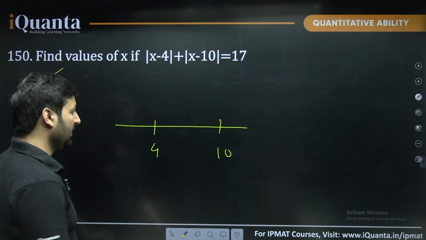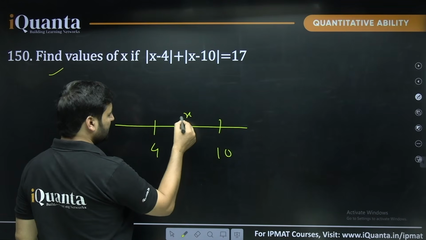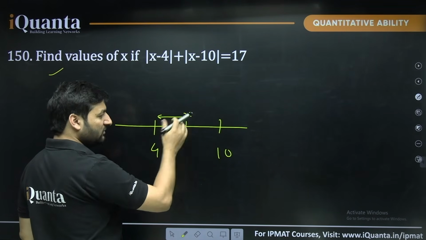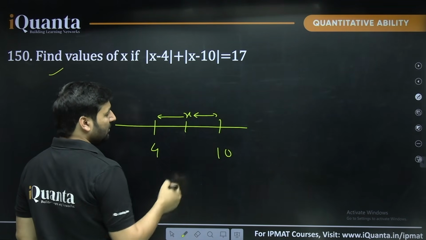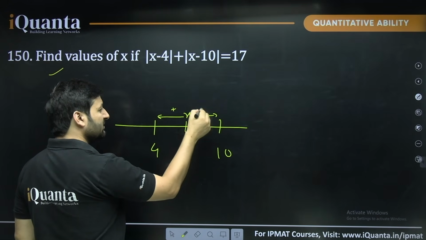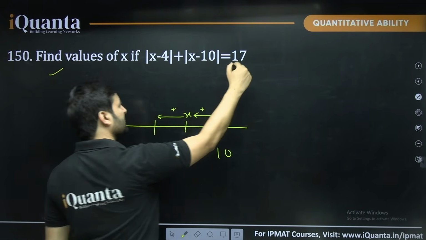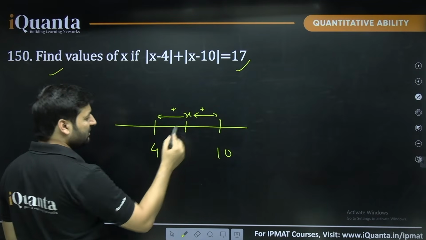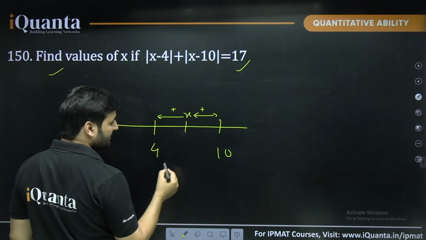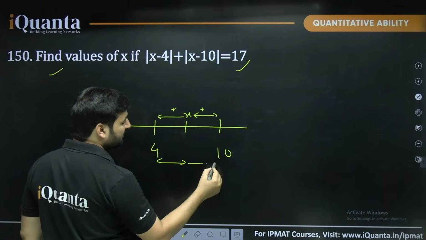If your x is here, suppose your x is here, this is the distance from x to 4, and the distance from x to 10. And if you add these two distances, is the sum of distances ever going to become 17? No, because if x is here, this is the distance between x and 4, this is the distance between x and 10.